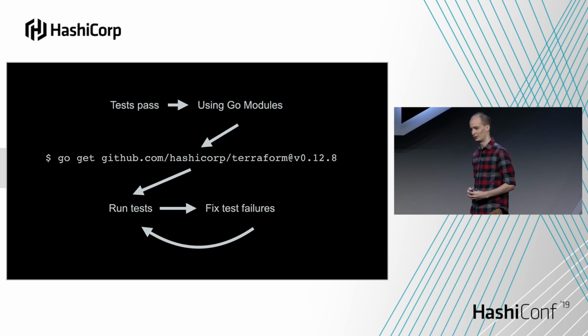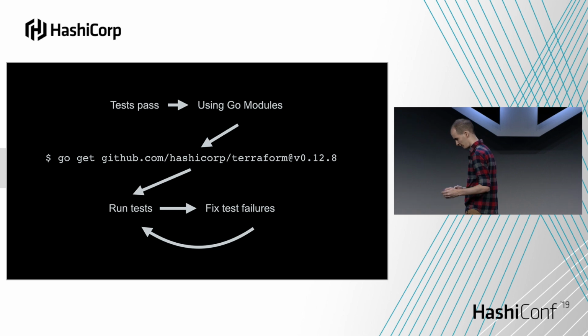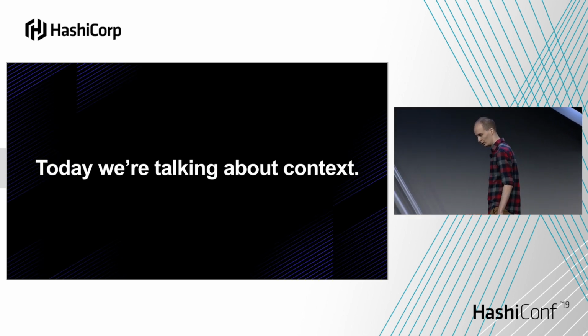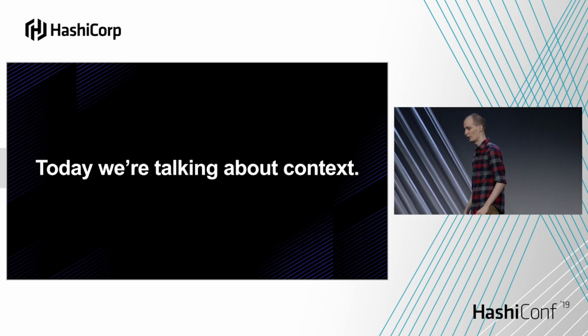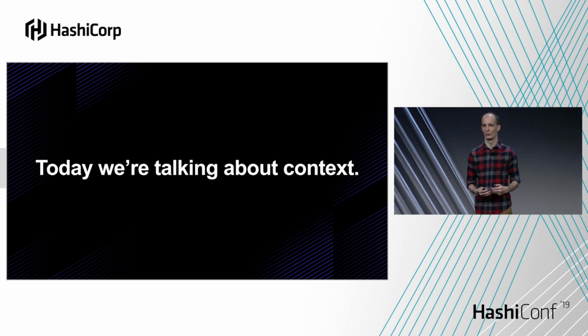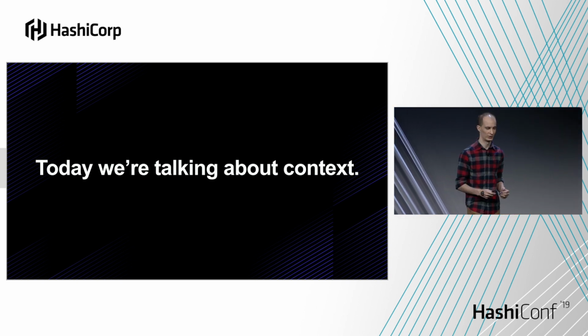I want to talk about those last two steps, why they may be necessary, and why you may have to cycle between them. So today we're talking about context. Today we're talking about why tests are going to break. Why did 0.12 happen in the first place? What's going on?